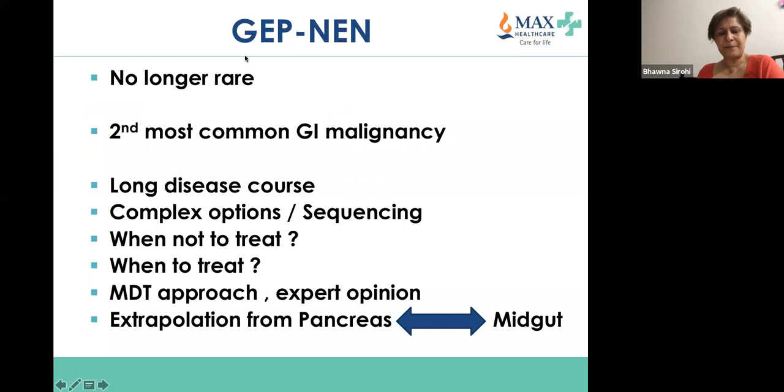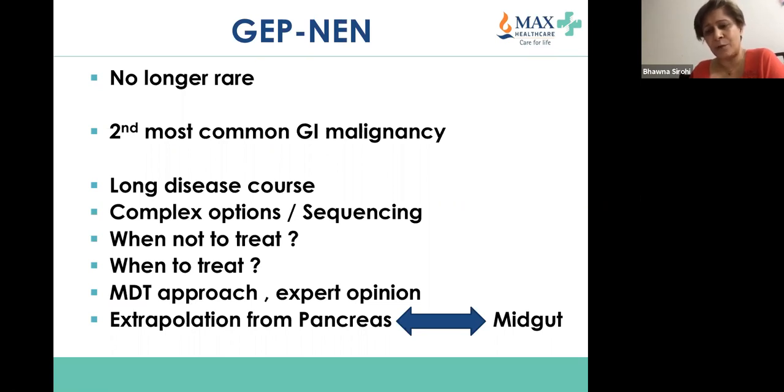So, like I said, they're no longer rare. They are the second most common GI malignancy. So we really need to know everything about this. And they have a long disease course. So you can hold all the treatments that I'm going to discuss today. Now, it doesn't matter whether you're doing your surgery, radiation, or medical. It's very important because quite a few of us will not practice in major big centers in cities. We may go into small towns and practice.